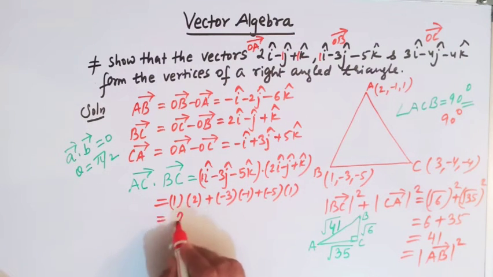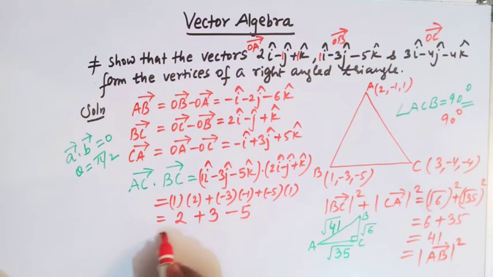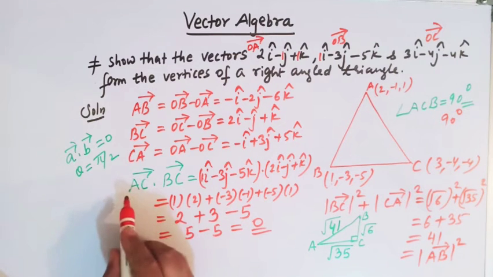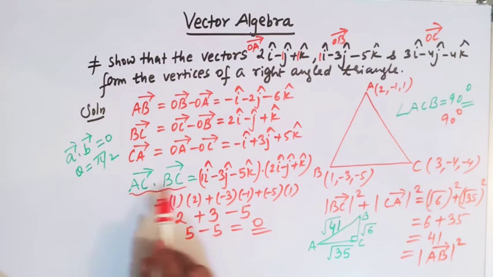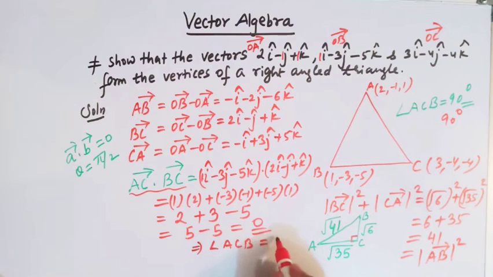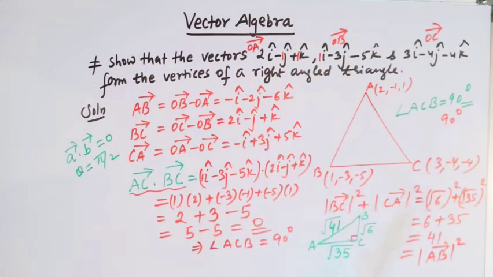So this is 2 ones are 2, here we have plus minus minus plus, we have 3, and here we have minus 5, so this is 5 minus 5 is equal to 0. So the dot product of these two vectors is 0, hence the angle ACB is 90 degrees, right? So therefore we have proved that these vertices form a right angled triangle.